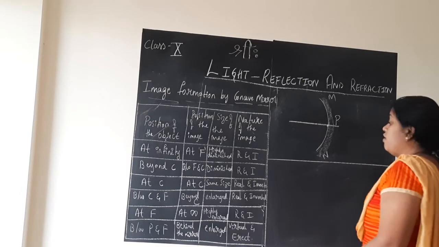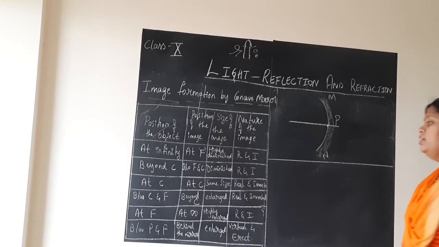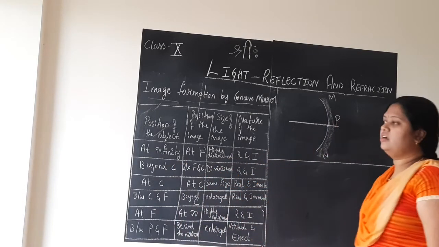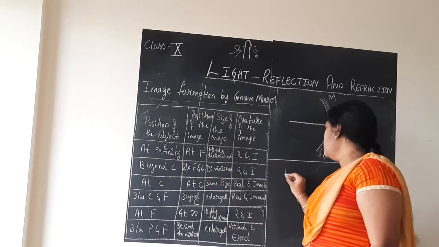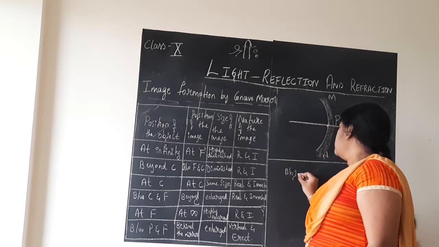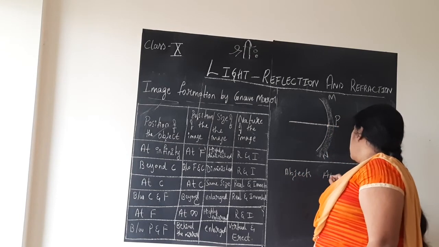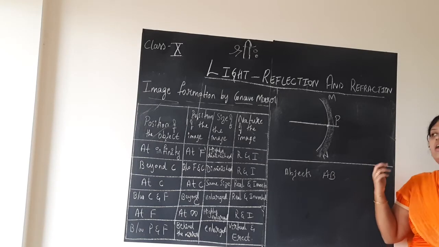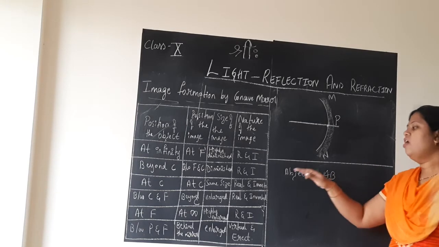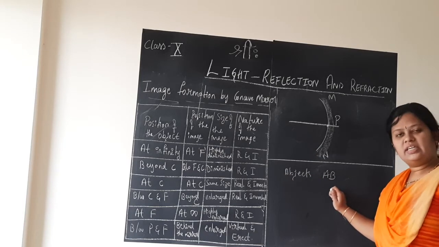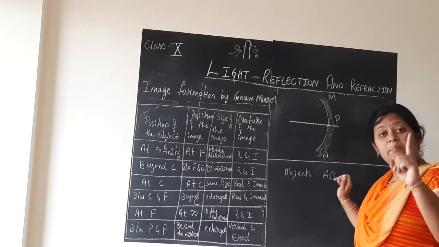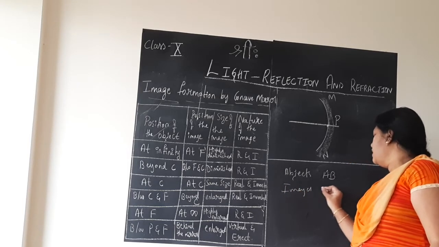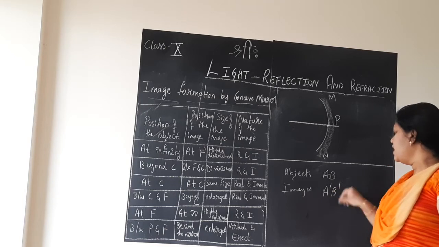Don't do that. One more thing I forgot to tell you. When you are placing these objects and images, children, how you represent them matters. So always the objects are represented by the letters A and B, capitals A and B, and images are represented by the letters A dash, B dash.